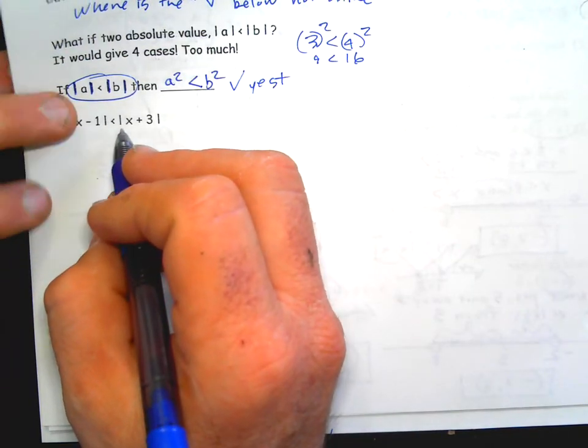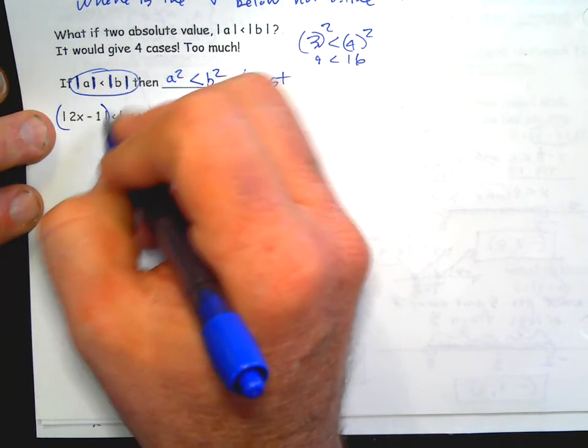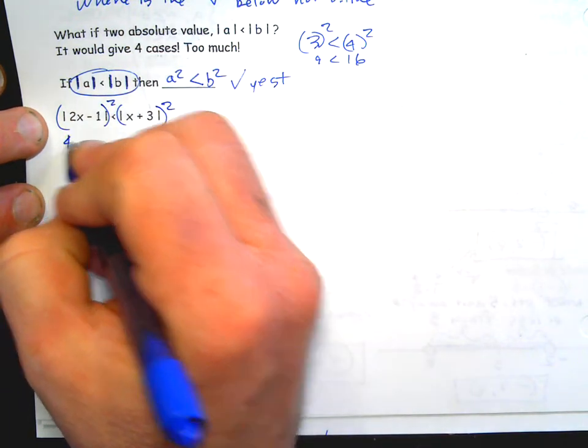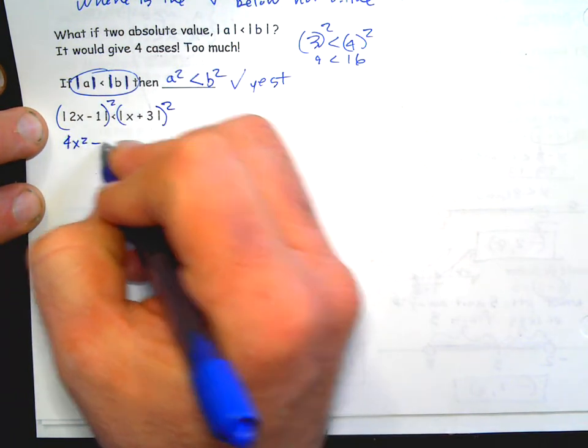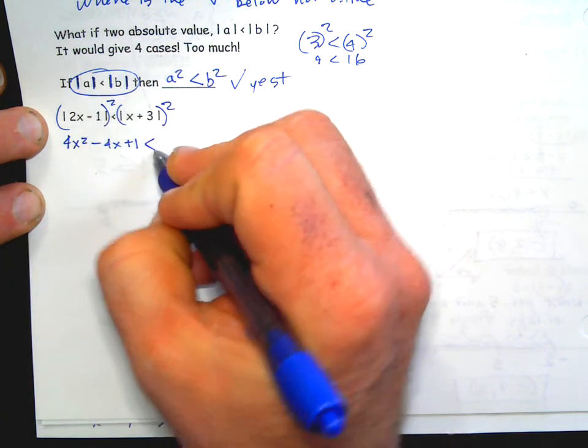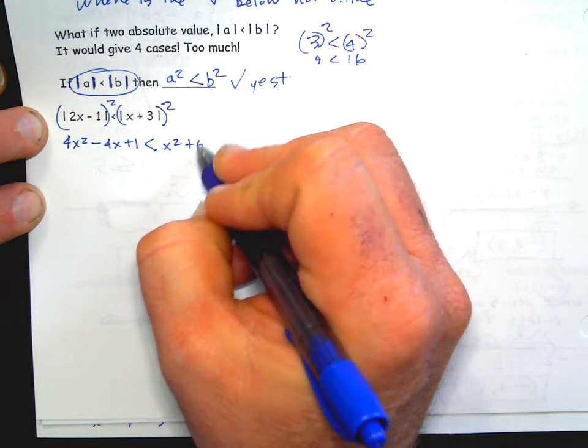That's the trick to problems like this. They have two absolute values. We're going to square both sides because what that does is, it gets a little messy at first. 4x squared minus 4x plus 1. You have to FOIL it. And then over here you get x squared plus 6x plus 9.